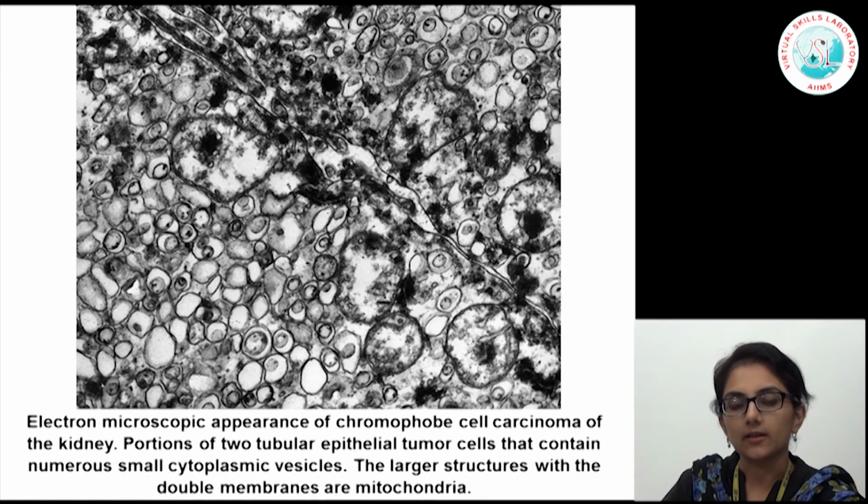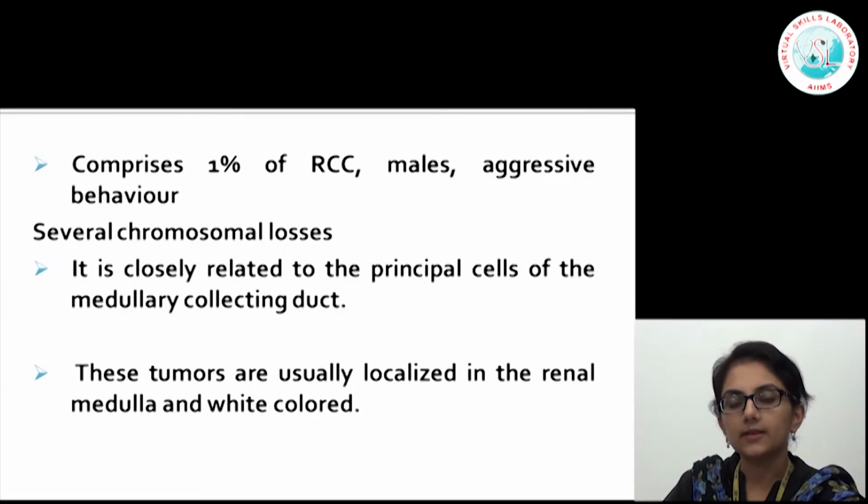It also has a classical ultrastructural appearance where the cytoplasm is full of these small vacuoles, which are what contain mucin and are picked up by the special stain, as I had just described. The next variant is collecting duct carcinoma. This is a relatively uncommon form of renal cell carcinoma with aggressive behavior.